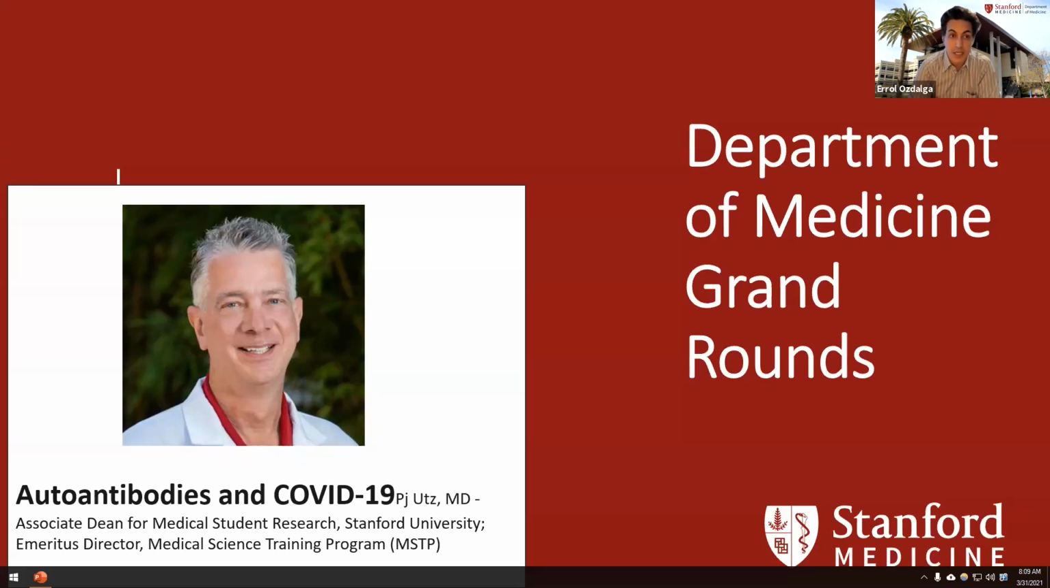Recently in January, Dr. Utz was the senior author of a preprint article that came out called New Onset IgG Autoantibodies in Hospitalized Patients with COVID-19. And this was an article that was done in conjunction with a number of other authors, particularly many faculty from our own here at Stanford. And it got a lot of attention and continues to do so. And from the communications group, we see all that. And Dr. Utz is extremely busy.